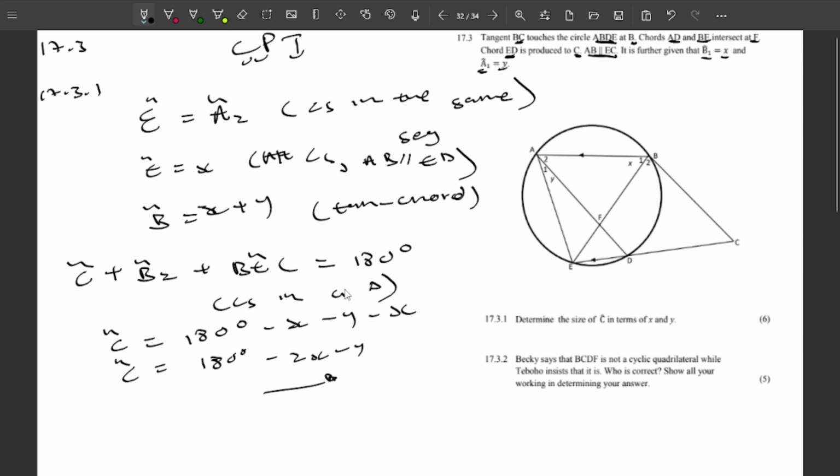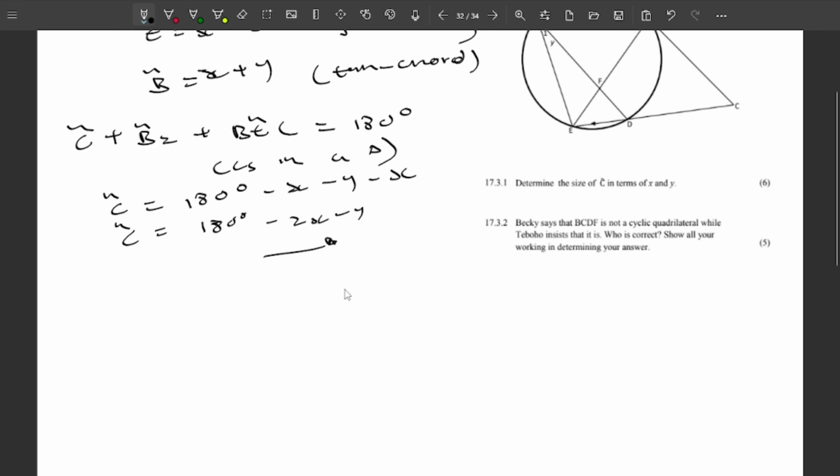They said in terms of x and y, they didn't say or. So yes, we found the first one. That was easy, right, guys? It looks intimidating, but so far we've done the first part of the job.